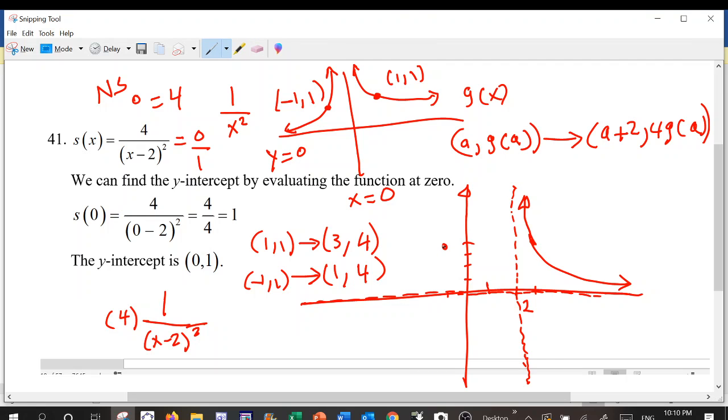And over here, what is the y-intercept? Does it have a y-intercept? Well, let's see. The y-intercept looks like is, well, not here, because that's for this function. Let's do it here. So the y-intercept is going to be, if I put a 0 here, 0 minus 2 is minus 2. Squared is 4. 4 over 4, 1. So that means it has a y-intercept of 1, right?